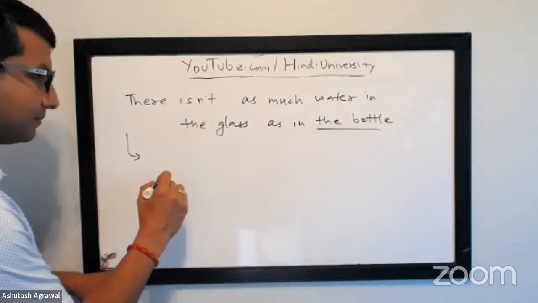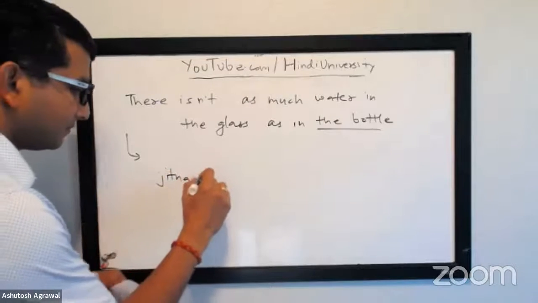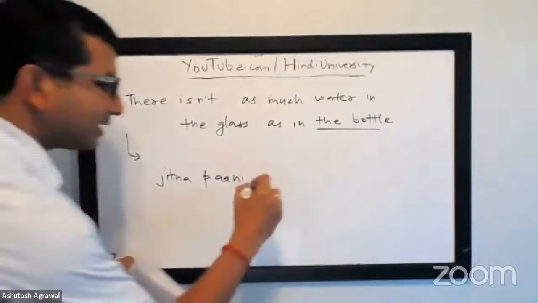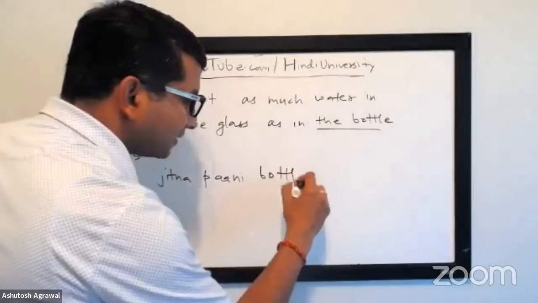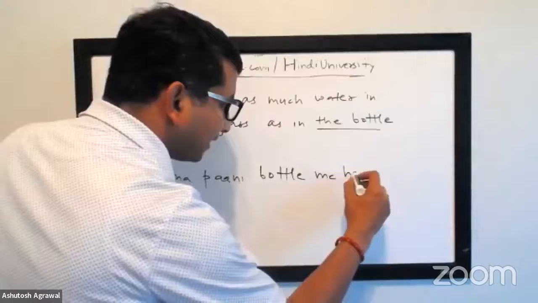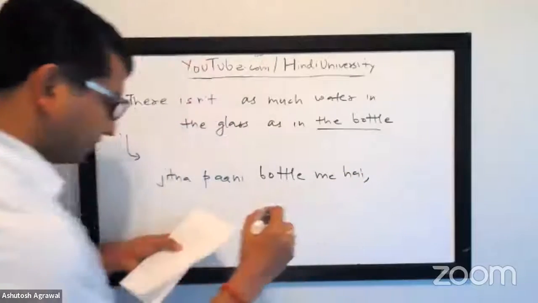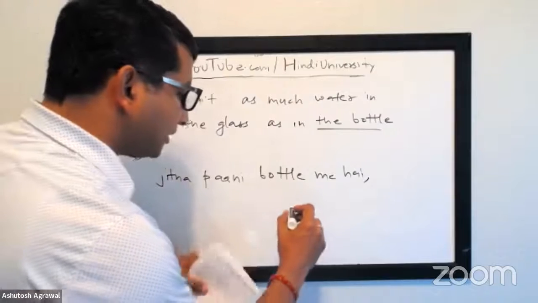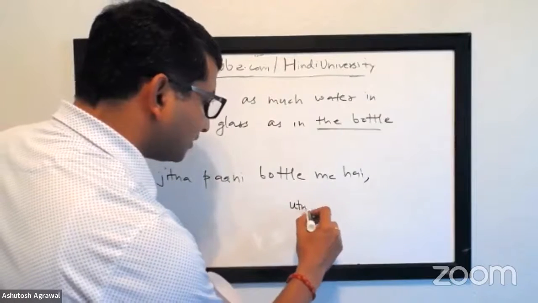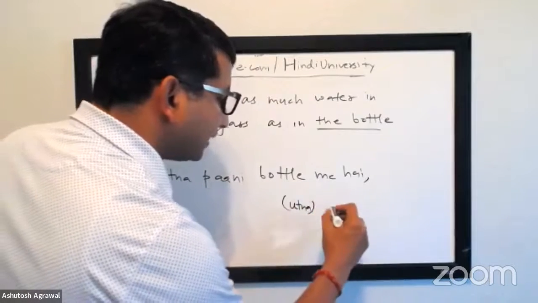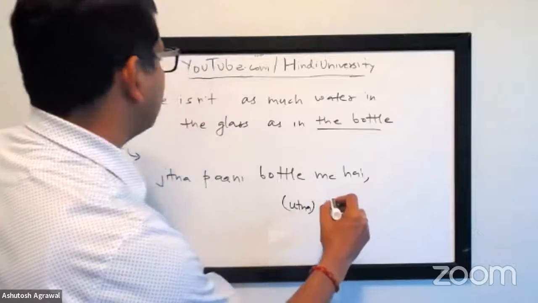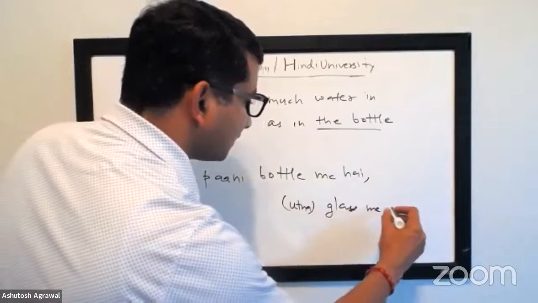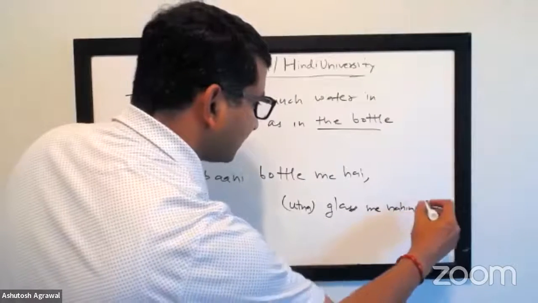बॉटल में कितना पानी है उतना पानी ग्लास में नहीं है. Beautiful. जितना पानी बॉटल में है, ओके, जितना पानी बॉटल में है उतना, you can remove it, it's implied, and then you can say what's the other one, glass में नहीं है, ग्लास में नहीं है.